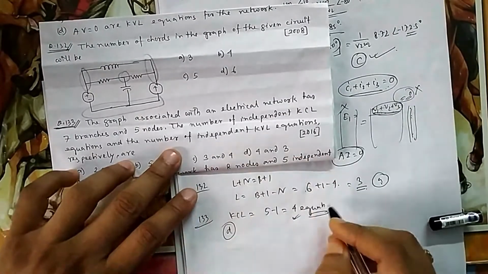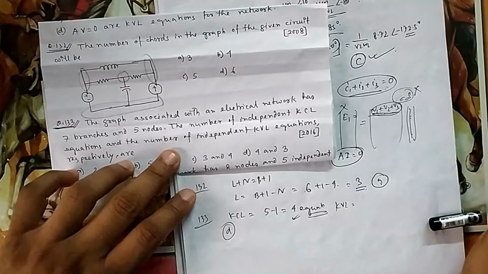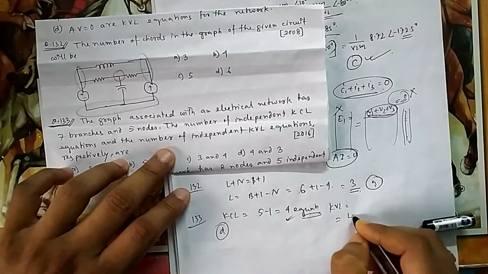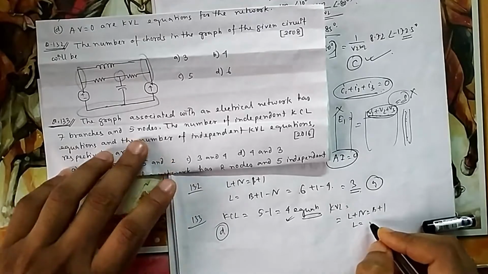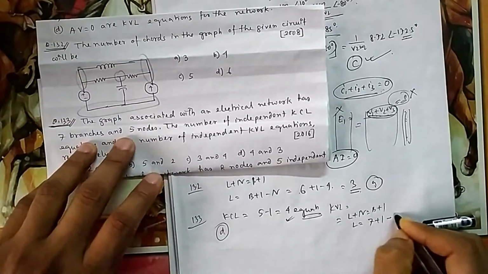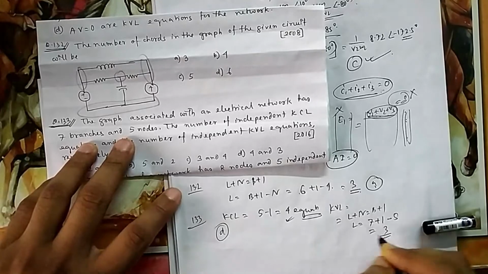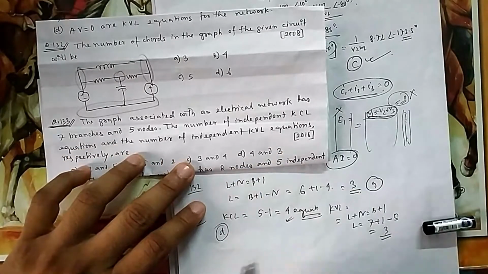But you can check KVL also. KVL is nothing but how many loops are there. We have seen L plus N equal to B plus 1. So L is equal to B, the number of branches, 7, plus 1, minus nodes, 5. 8 minus 5, 3. So 4 KCL, 3 KVL. That is 4 and 3.